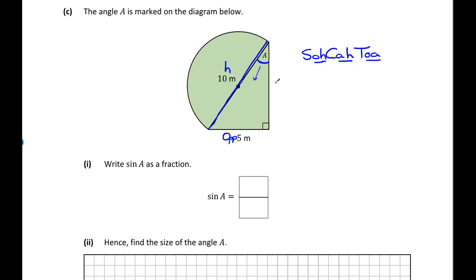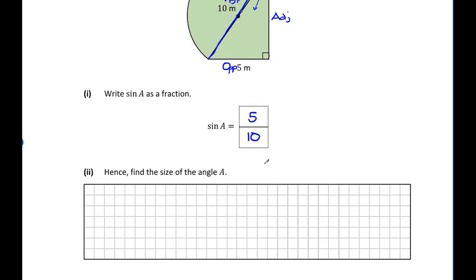That's up. And then adjacent is going to be here. Adjacent. I'm actually going to call this HYP. How about that? So hypotenuse, opposite, adjacent. So sine is opposite over hypotenuse, which is 5 over hypotenuse, which is 10. Cool. Done. Hence, find the size of the angle A.